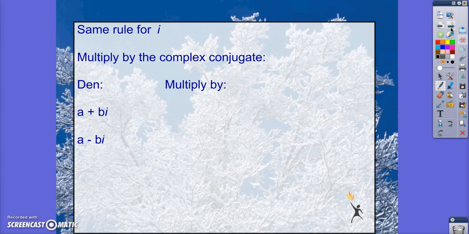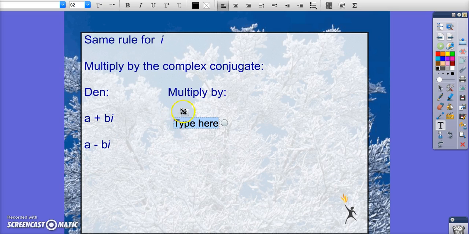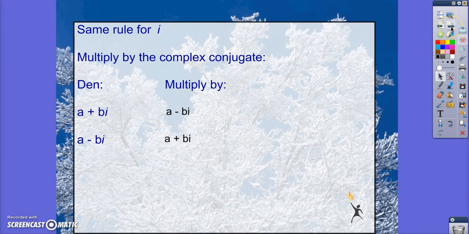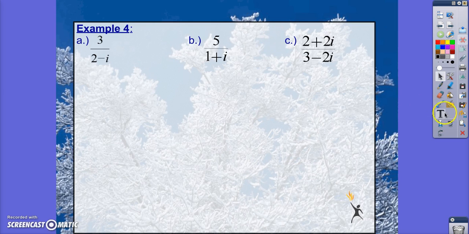Last part where we need to take a look at deals with multiplying by the complex conjugate, which is like rationalizing the denominator almost. We did that in the last lesson as well. And by the way, this says denominator in case you're not sure. So if the denominator has a plus bi, we're going to multiply it by a minus bi. So we do the opposite sign, just like the square root ones we dealt with in the last lesson. If we have a minus in between them, we multiply by a plus bi.